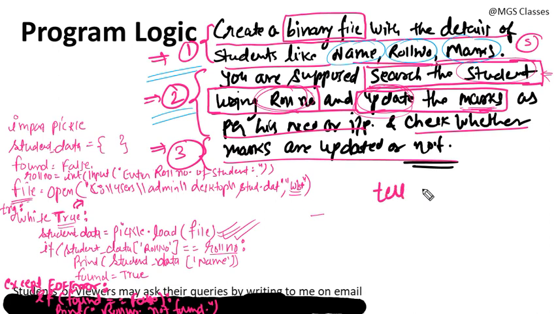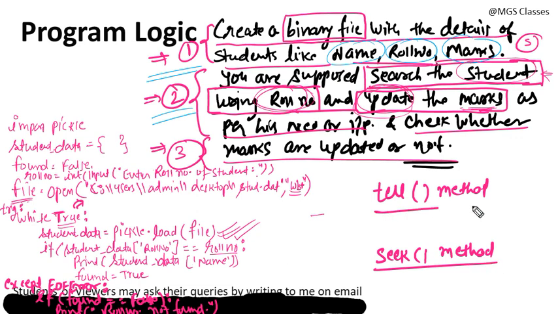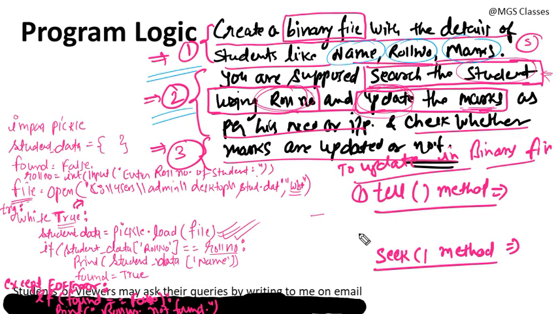One is the tell method, and another one is the seek method. These two methods are very important whenever we want to update a record in the binary file. We need to use these two methods to update into the binary file. One is the tell method, the second one is the seek method. What does this tell method actually do? Let's suppose this is your text file. I am showing it for a text file, and the same way it will be for the binary file also.